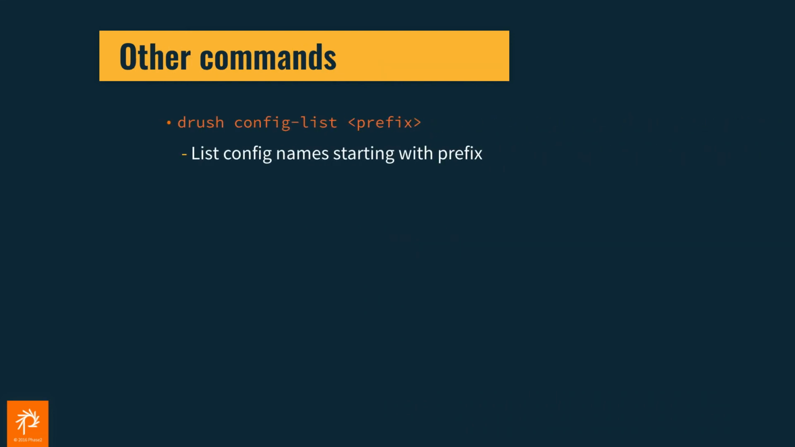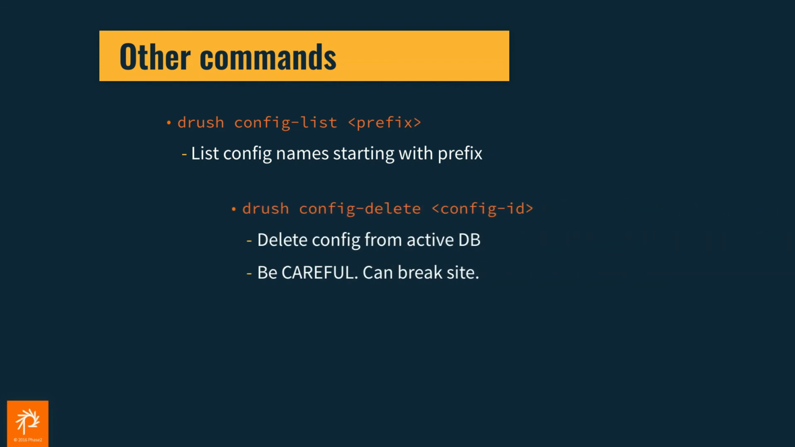So a couple other commands. Maybe you don't even know what the config ID of something is, so you can use config list. So like if you do drush config list field, it will show you all your fields and field storages. So anything that starts with a given prefix value, it will display for you.